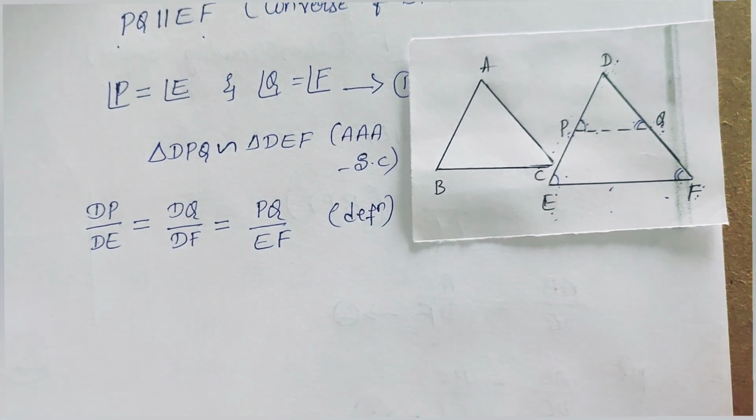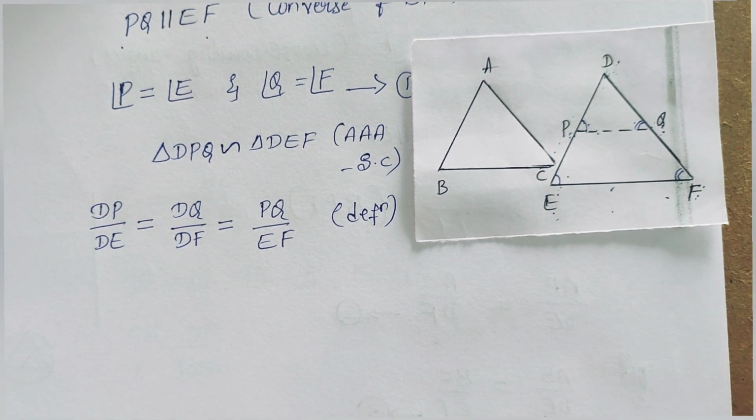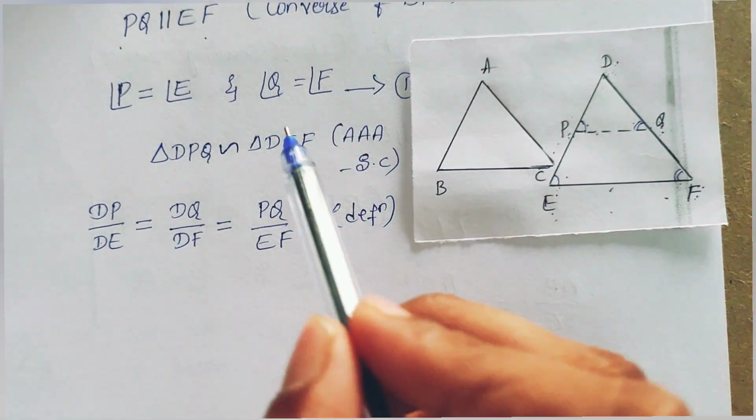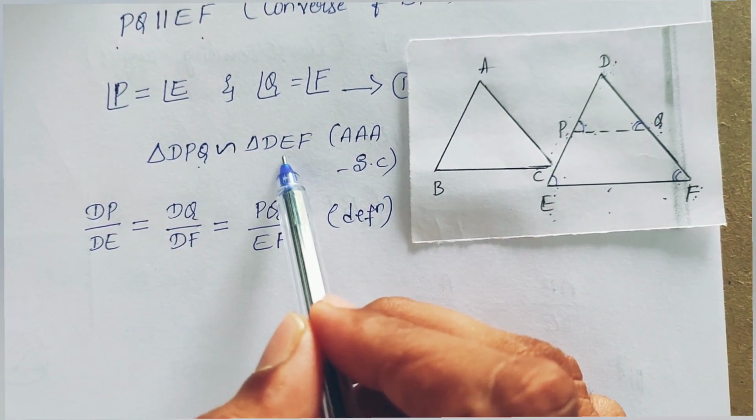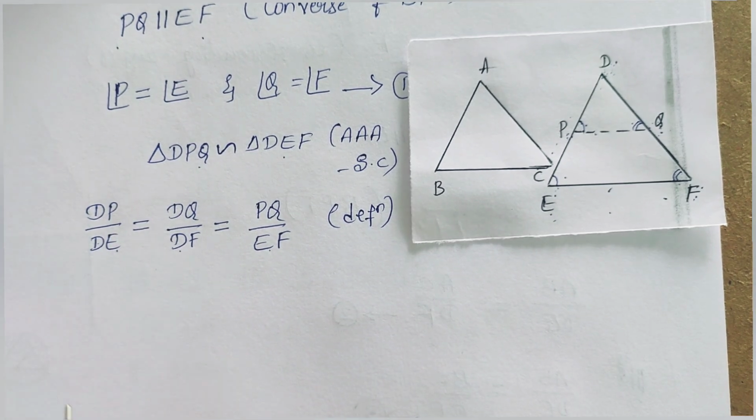I have explained it in the previous video. You can go through that. So if two triangles are similar, the corresponding sides must be in the same ratio. We just proved these two triangles are similar, so I have written that the corresponding sides are in the same ratio.